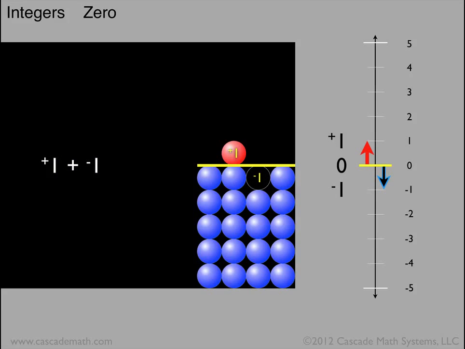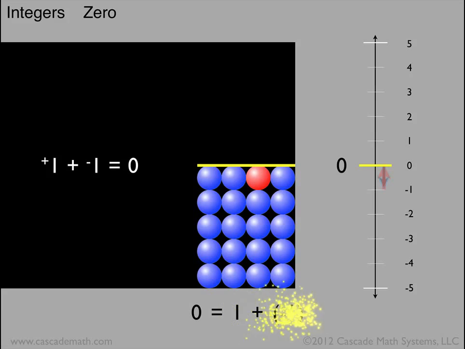As we saw earlier, 1 and negative 1 are opposites. When we add a positive 1 and a negative 1 together, they cancel each other out, just like the ball representing the positive 1 fills the hole that represents the negative 1, leaving us with 0.